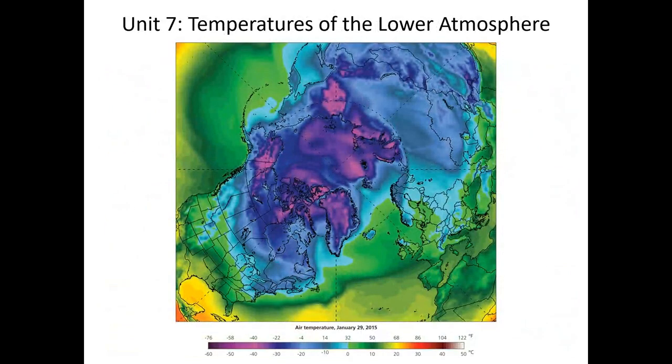So Unit 7, temperatures of the lower atmosphere. This is a screenshot of what typical temperatures would be in January in the northern hemisphere. And as you can see, the Arctic is significantly cooler, and then as you go down, it gets warmer. But where you have continents like North America, it gets colder than where you have maritime environments like the North Atlantic. So as you're further into a continent, it's further away from the warming effects of the ocean.